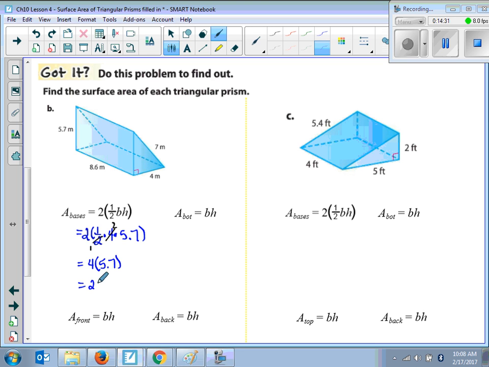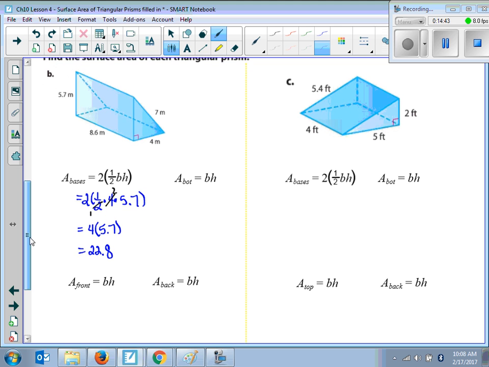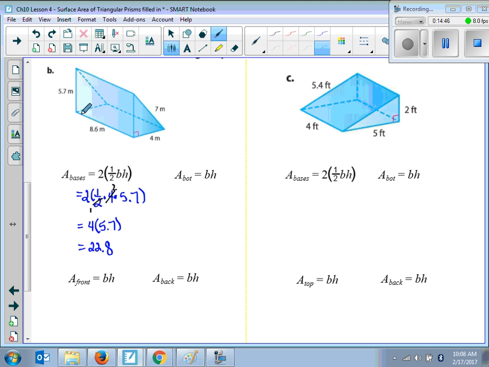So we've got 22.8. And of course, I'm going to put my units at the end, okay? So 22.8, and that's meters squared. And now I can find the area of this bottom face. That's a rectangle, so that's base times height. So the base is 4 times 8.6. 4 times 8.6. All right, so that's going to be 34.4.